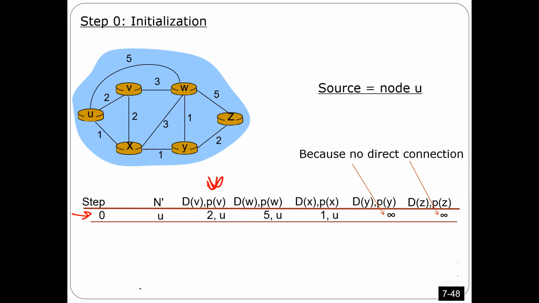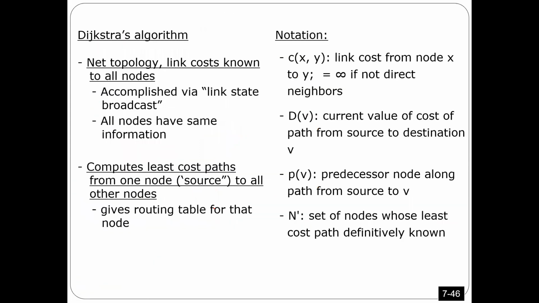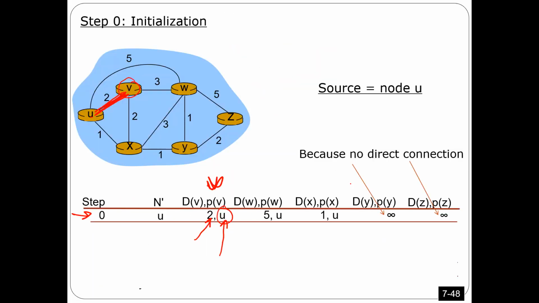So let's start with V. We have a direct link between U and V, is that right? Yes, we have, and the cost is 2. That's why you can see here the cost is 2. What is this one here? This one is what we call the predecessor. The predecessor node means the node before the destination. That means I can reach V, the cost is 2, and the predecessor is U. The previous node is U. Make sense?